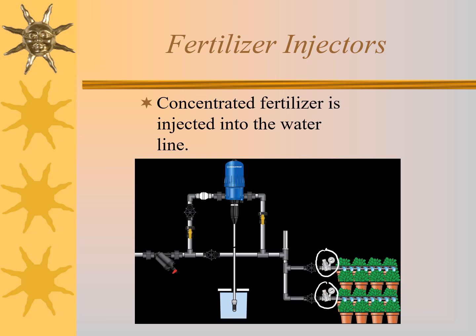And then finally, these would be the drip lines that would be going out to water your container crop. That was just kind of a brief look at some of the different parts you would expect to see in an irrigation system that's using a fertilizer injection system.